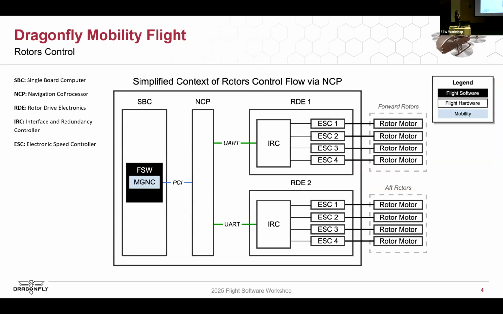So this is a highly simplified context diagram, but in general, it gets the picture. So as mentioned, we have flight software containing those MGNC algorithms running on the SBC, or single board computer, and it is connected to that avionics slice called the navigation coprocessor, or NCP. The NCP then has UARTs connected to the rotor drive electronics, which contain those electronic speed controllers that then control the rotor speeds.